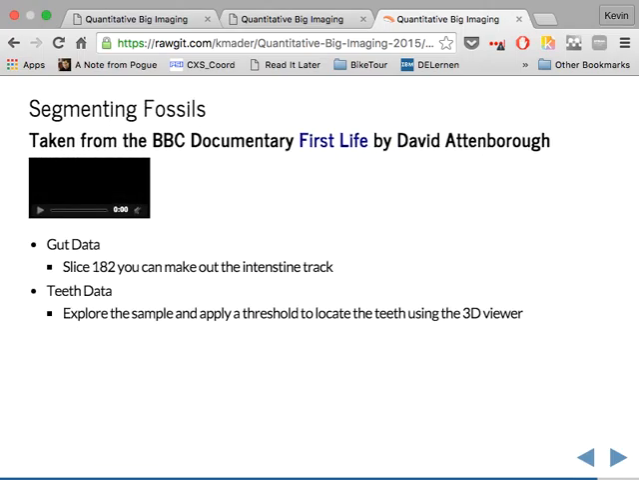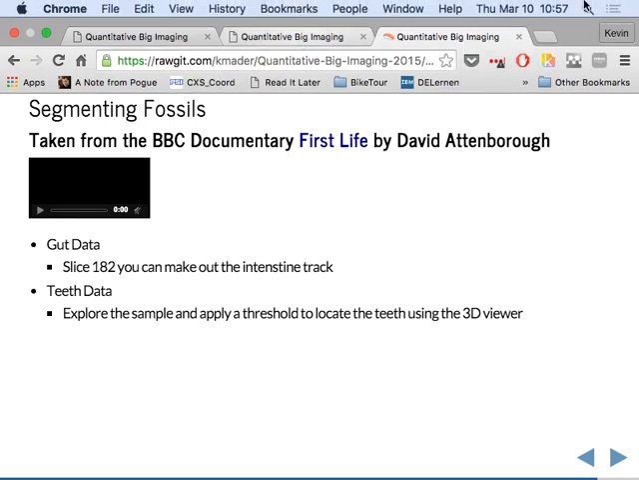Boom. This will be part of the exercises, I think. We have some fossil data measured at a synchrotron where you can go through it, try to figure out what features they looked at if you're interested, and try to segment them out yourself using some of the 3D viewers. But that's not the primary focus.